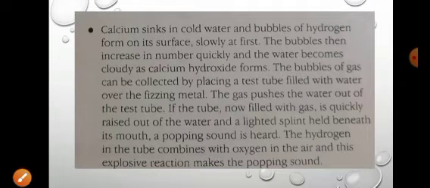Calcium sinks in cold water and bubbles of hydrogen form on its surface, slowly at first. The bubbles then increase in number quickly, and the water becomes cloudy as calcium hydroxide forms. The bubbles of gas can be collected by placing a test tube filled with water over the fizzing metal. The gas pushes the water out of the test tube. If the tube, now filled with gas, is quickly raised out of the water and a lighted splint held beneath its mouth, a popping sound is heard. The hydrogen in the tube combines with oxygen in the air, and this explosive reaction makes the popping sound.